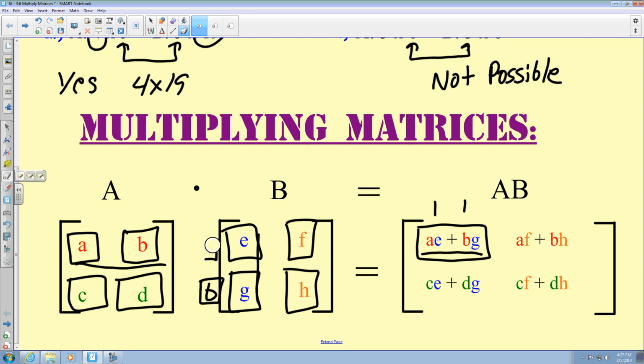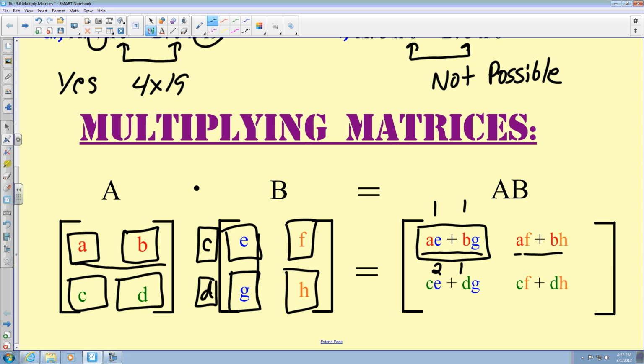Same thing works for this one here, which is row 2, column 1. Row 2 means I'm going to take row 2 of matrix A, but I'm going to use column 1 in matrix B. So I'm going to pull out C and D, turn it 90 degrees, and then I have C and I have D. So that's where I get the CE plus the DG.